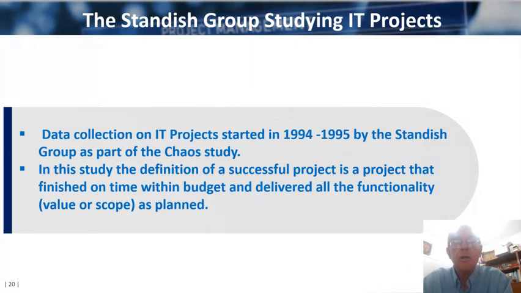In the information technology area, the Standish Group has been studying the success and failure of IT projects since 1994. The results of the study are published every 2 years in the Chaos Study. The original Chaos Study defined success of a project as finished on time, within budget, and with deliverables of acceptable quality, with all the required features and functions of the project.